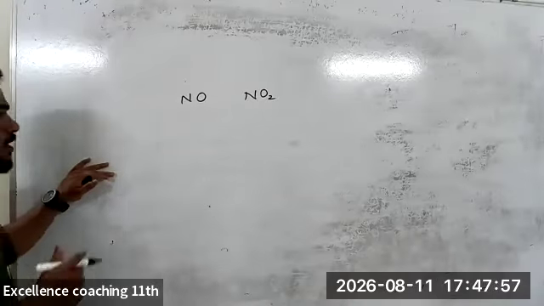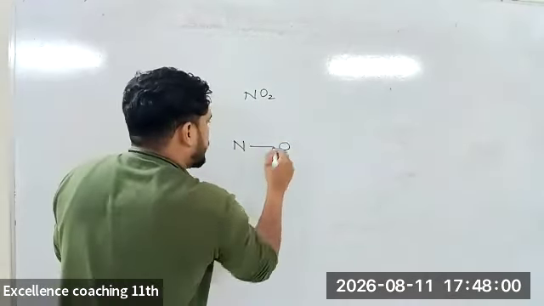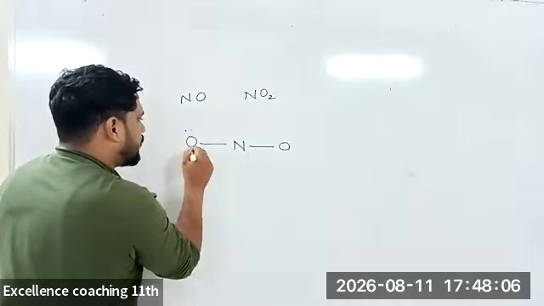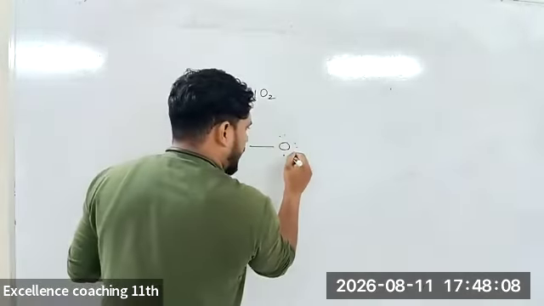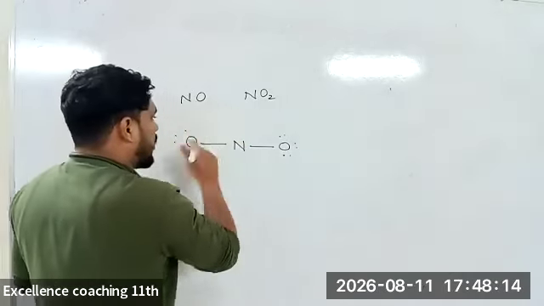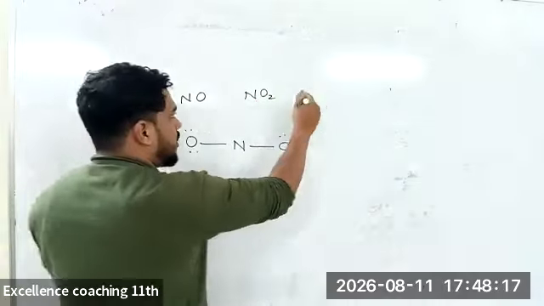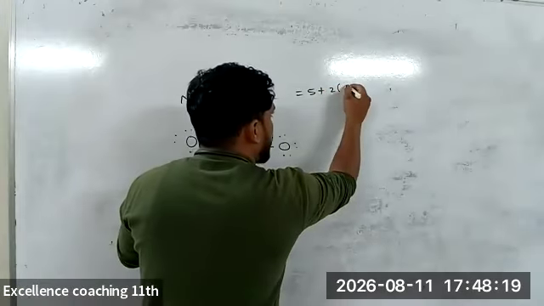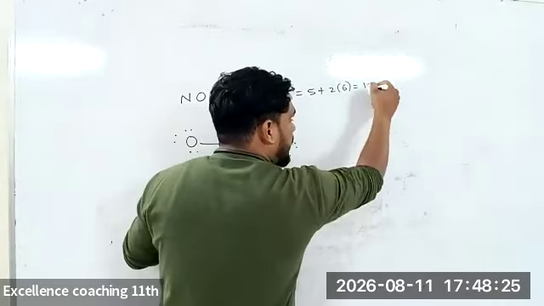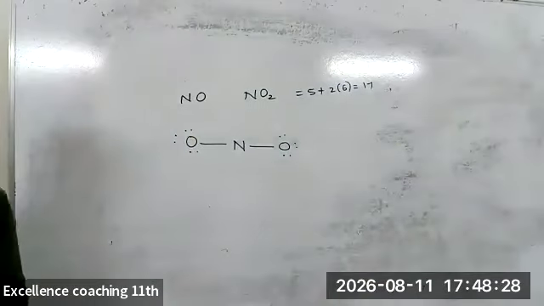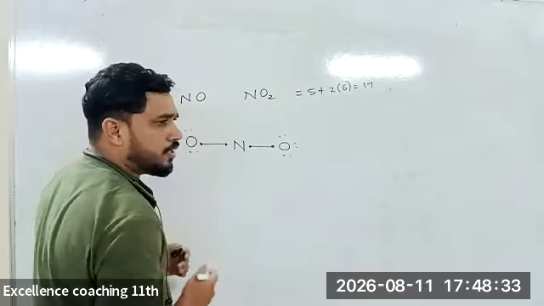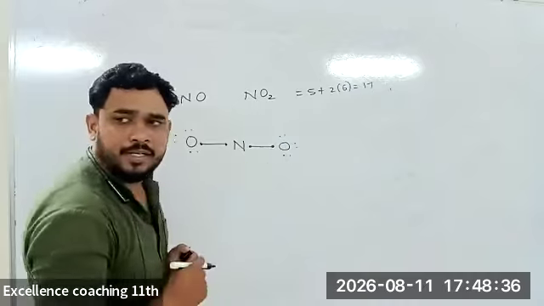But their octet is not complete. NO2: nitrogen, oxygen, correct? Okay. 1, 2, 3, 4, 5, 6. Nitrogen will have how many? Check the number of valence electrons here. Nitrogen will have 5 plus 2 into 6, 6 twos are 12, 12 plus 5, 17. But wait, out of these, 4 are used. How many are remaining? 13 are remaining.